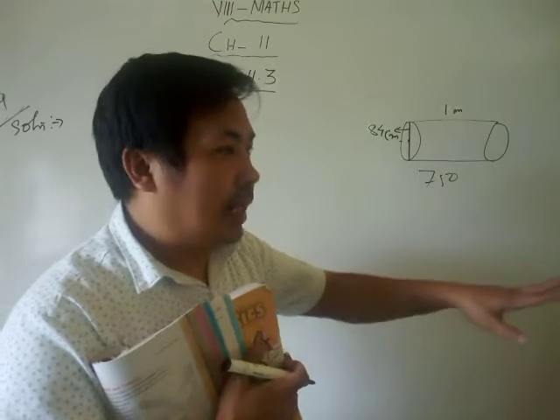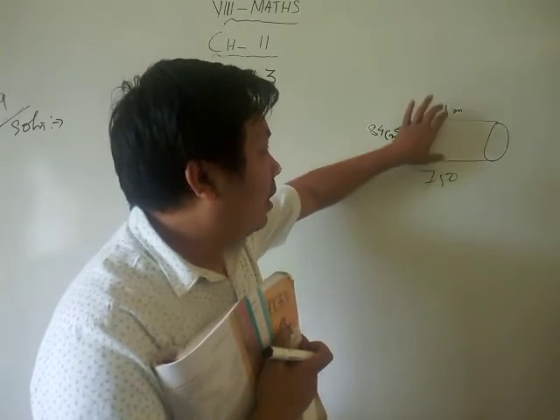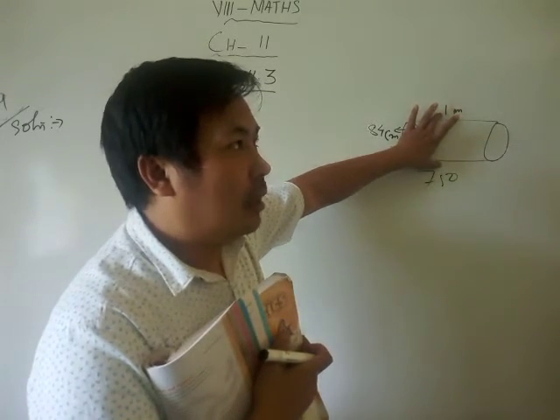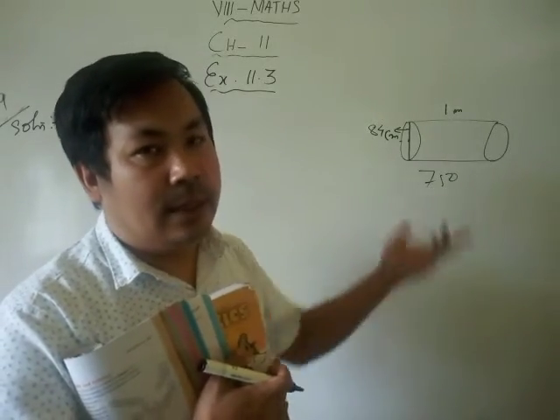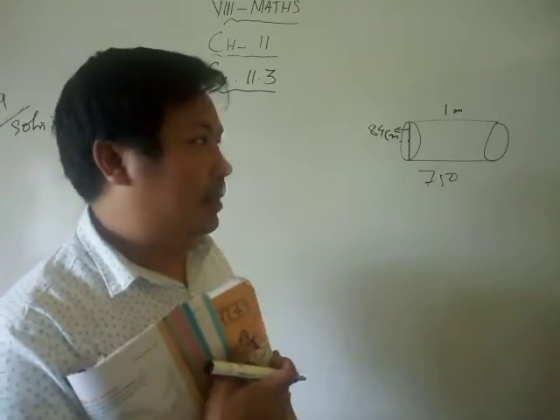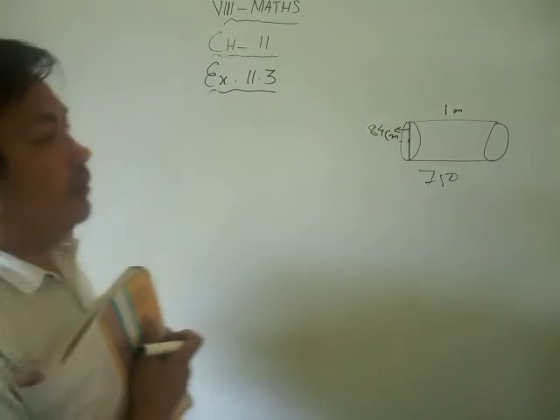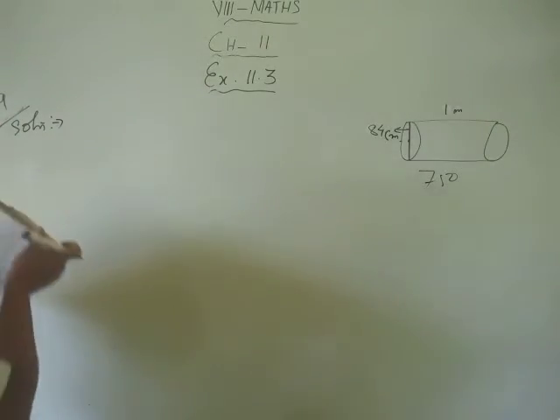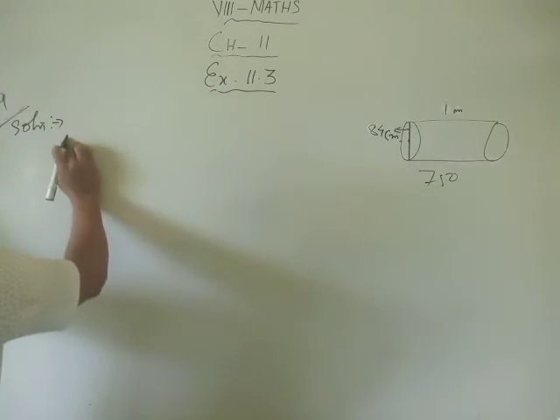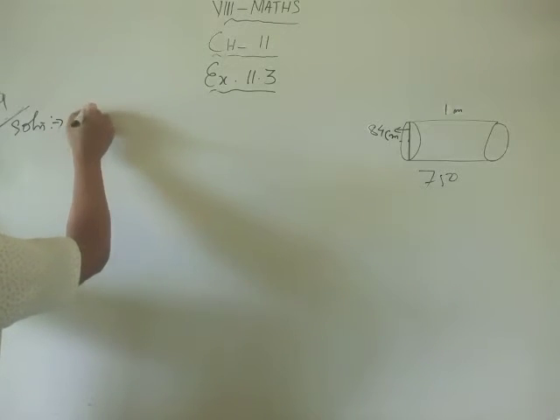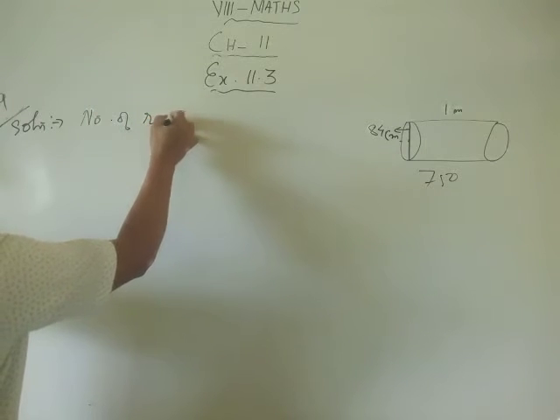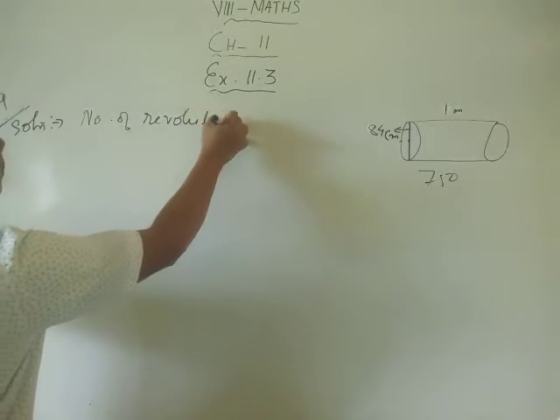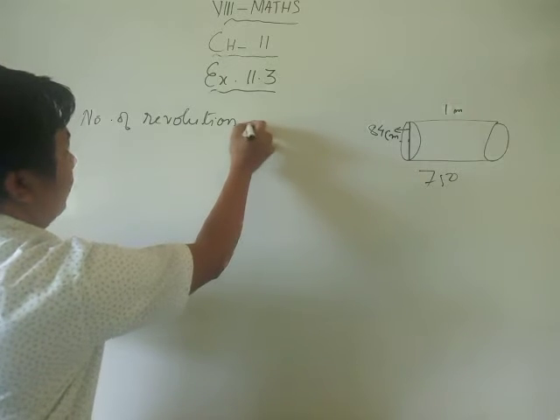So how much is the area? The area of this cylinder, the area of this lateral surface. If you multiply with this, then you will get the total area of the road that is leveled by this roller. Okay, very simple. So we'll find out the lateral surface area of the cylinder. But what we have to do here, see, we are going to start like this. Number of revolutions made by the cylindrical roller is equal to 750.